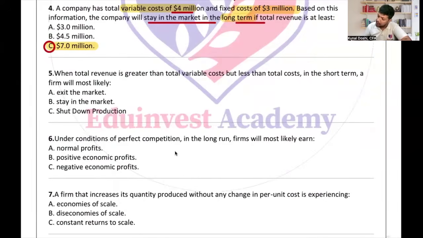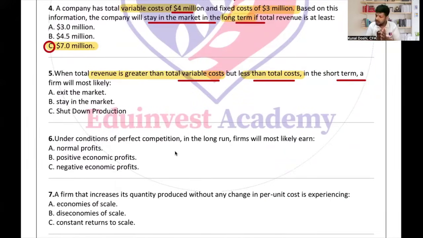Okay. When total revenue is greater than total variable cost but less than total cost, you should continue in the short run but shut down in the long run. In the short term, a firm will most likely exit the market, stay in the market, or shut down. What will you do in the short run? Total revenue is greater than total variable cost. So you will continue, yes or no, everyone?